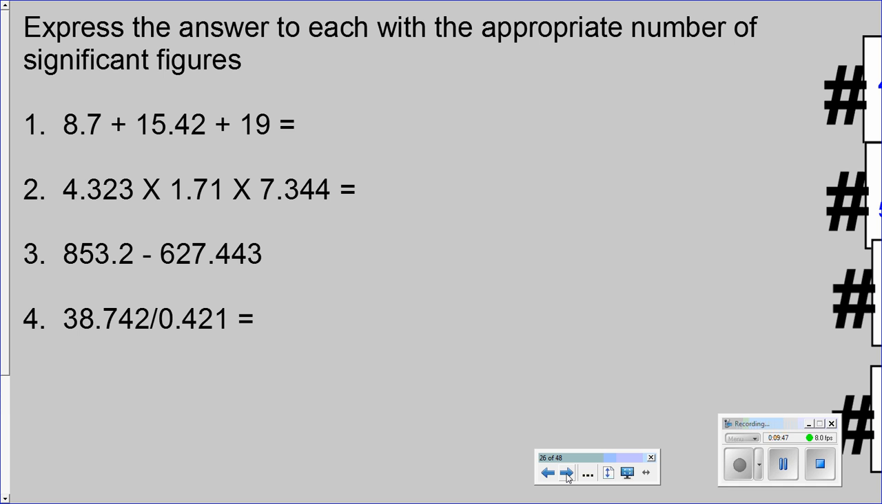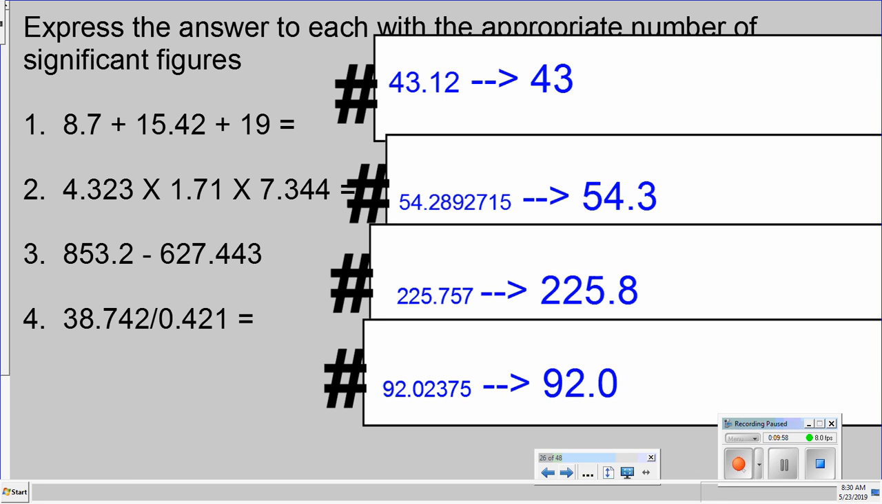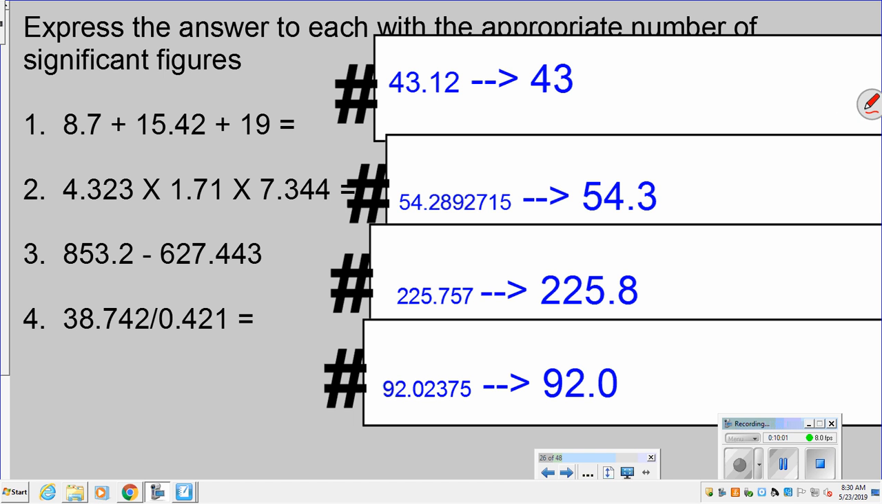So the math with sig figs, whenever you add or subtract, you are limited to your least number of decimal places. Sig figs do not matter. So take a minute, try each of these, and then I'll put the answers up for you. In each of these, I showed your calculator answer, and I'll just outline where you're limited.